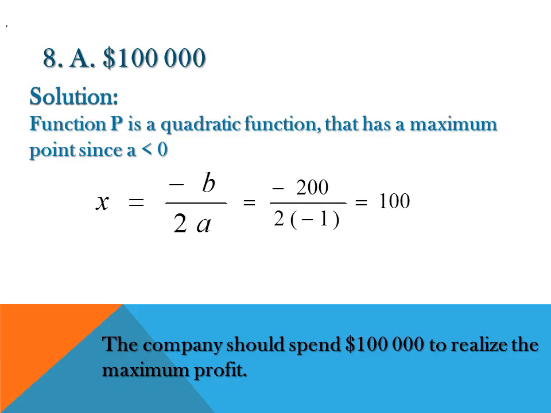Function P is a quadratic function that has a maximum point since a is less than 0. Therefore, we can use x is equal to negative b all over 2a. Solving for the value of x, that would be equal to negative 200 all over 2 times negative 1, which will give us the answer of 100.